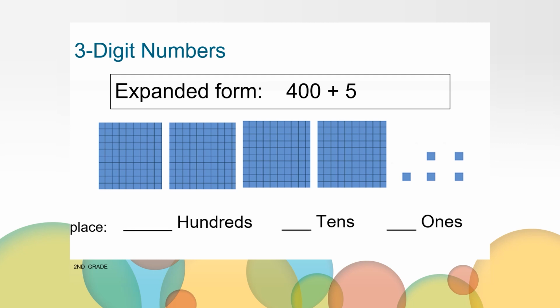Now fill in the places to show how many hundreds, how many tens, and how many ones there are. There are 4 hundreds, 0 tens, and 5 ones. How would you say this 3-digit number? You say it as 405.